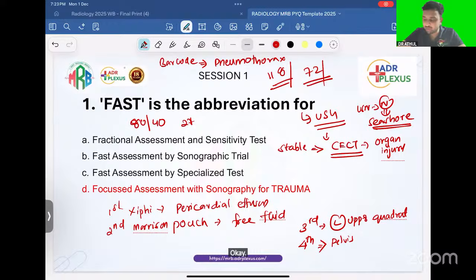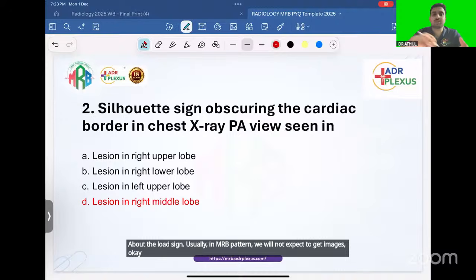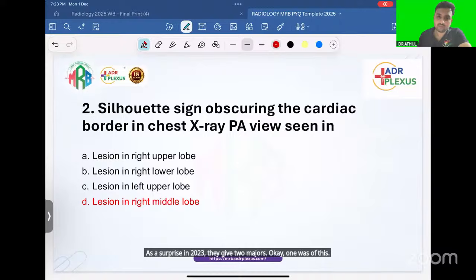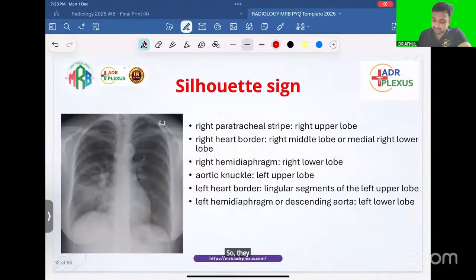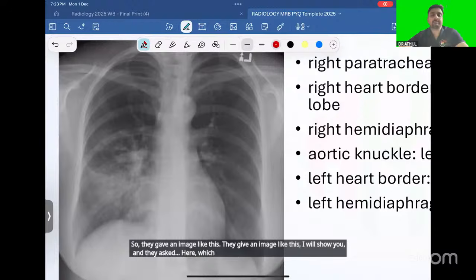Shall we move forward to the next one, the silhouette sign? Usually in the MRB pattern, we will not expect to get images. Pictures are an old school method. MCQs are direct, one-liners or just facts or points. But as a surprise in 2023, they gave two images. They gave an image like this, and asked which lobe is involved.